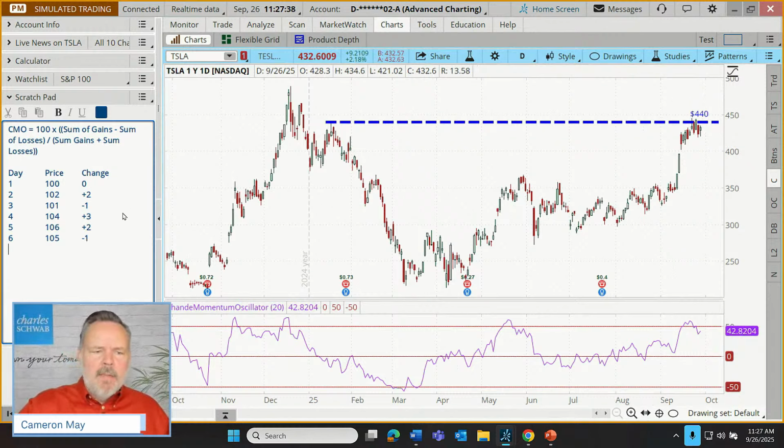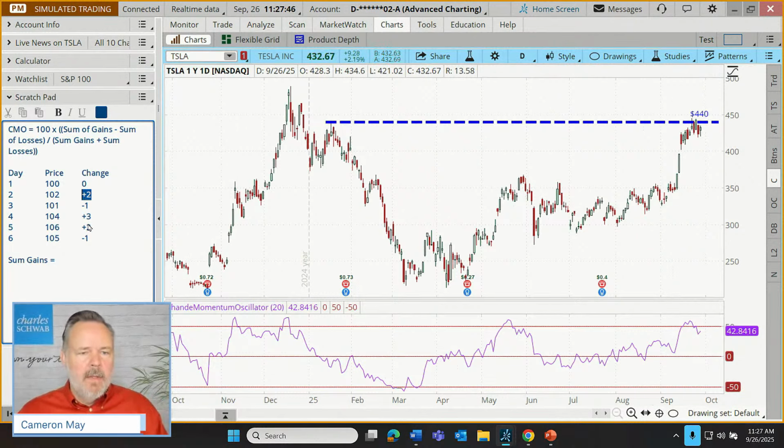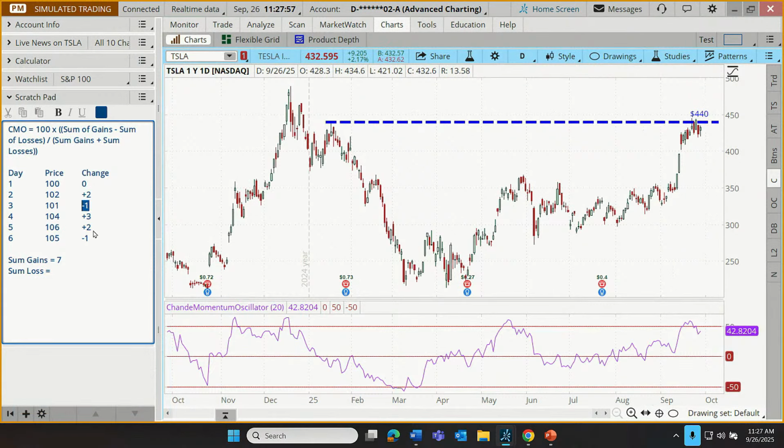Well, now we can sum these. Let's sum up the gains. Well, we had 2, 3, and 2. That's a 7. Sum of the gains is 7. Sum of losses is just 2. I know you were tempted to say minus 2. It's just 2, okay? I put the minus in here just so we could see that it was a loss. But we don't use minus in this equation.